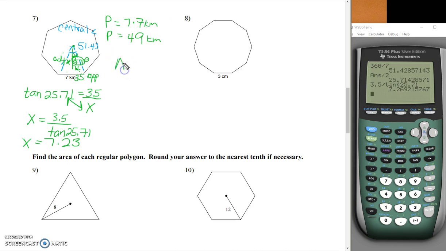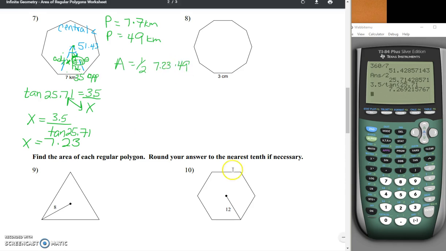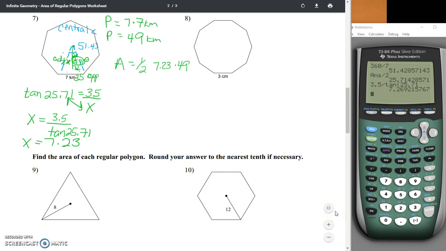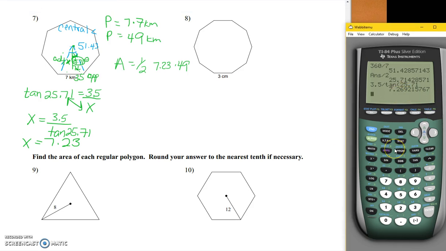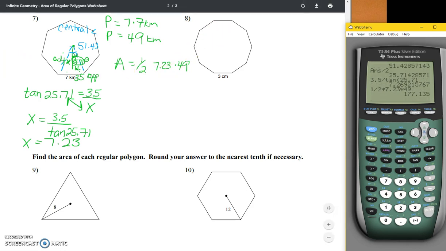So my area is going to equal 1/2 times 7.23 times 49. So I'm going to calculate over here in my calculator. 1/2 times 7.23 times 49. And I'm not in my calculator. Here we go again. 1/2 times 7.23 times 49. And there's my area.